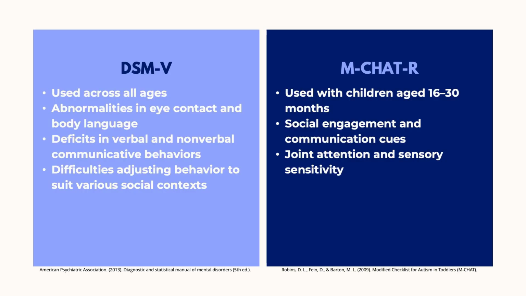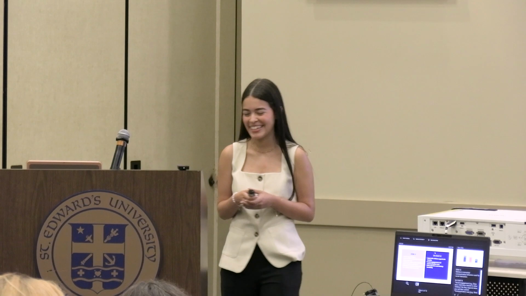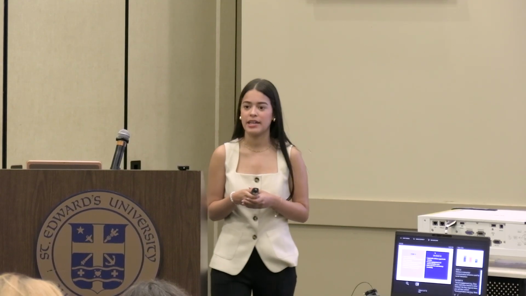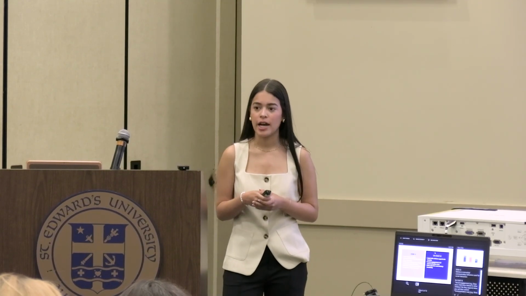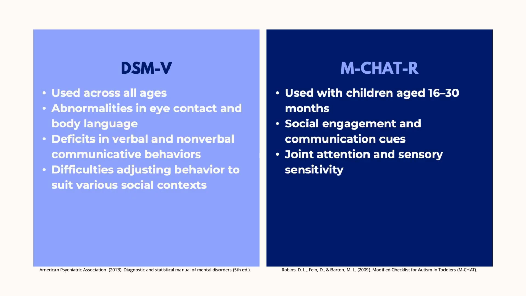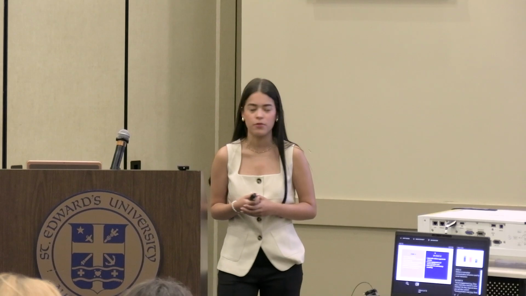And then we also have what is known as the M-CHAT-R, and this one is used with children aged 16 to 30 months old, so little babies, and it looks at social engagement. So for example, is that child interested in interacting with other children? Do they respond when you call them their name? And it also looks at communication cues. So does the child point when they want something, for example?